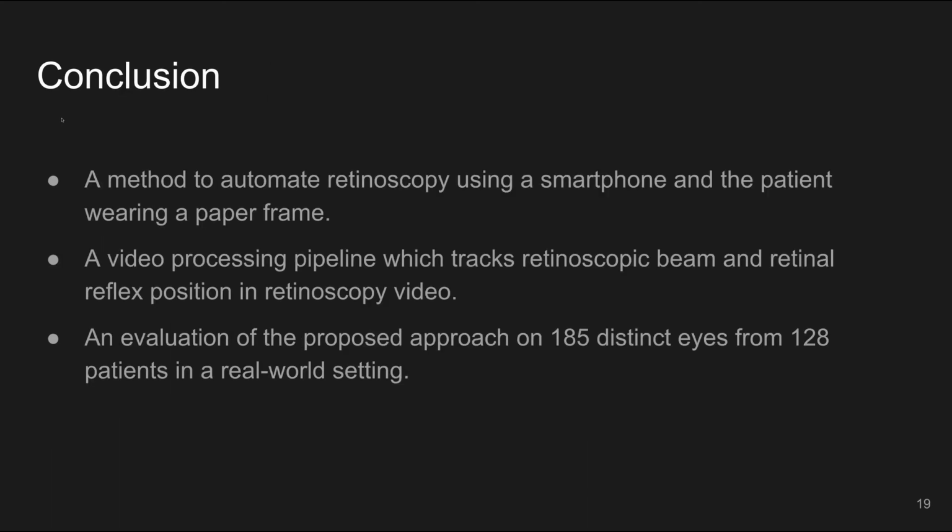To conclude, we propose a method to automate retinoscopy using a smartphone and a patient wearing a paper frame. We also propose a video analysis pipeline which tracks beam and retinal reflex in a video. And finally, we evaluate the proposed system on 185 distinct eyes in a real world setting. For more details, please refer to our paper.